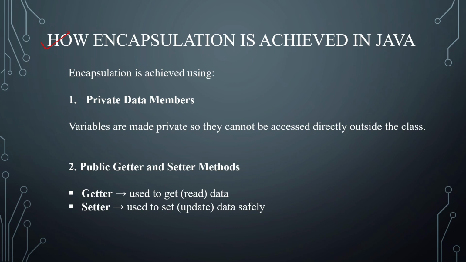And the next one is getter and setter methods. Getter methods are used to get or read the data from the private variables. Setter methods are used to set or update the data safely by applying some conditions or validations. So, instead of directly accessing the variables, we access them indirectly through methods. This gives us better control and security over the data. Now let me explain how private variables, getter methods and setter methods work with simple examples.